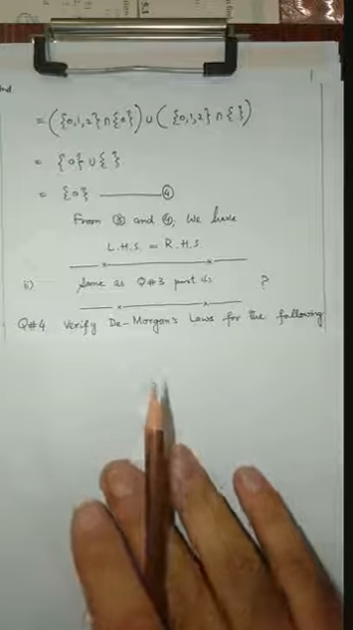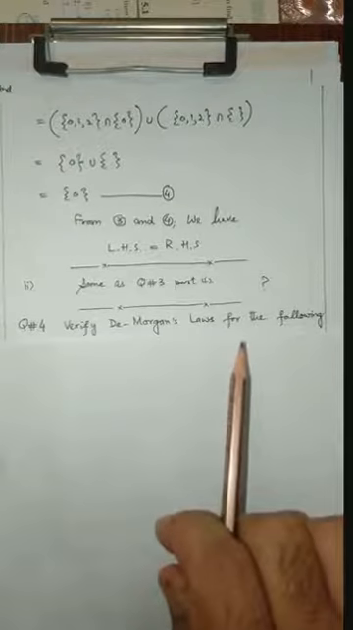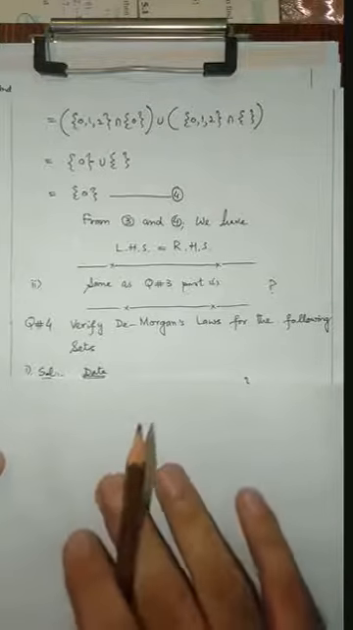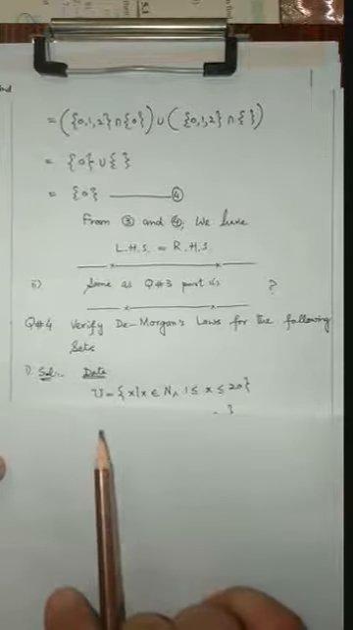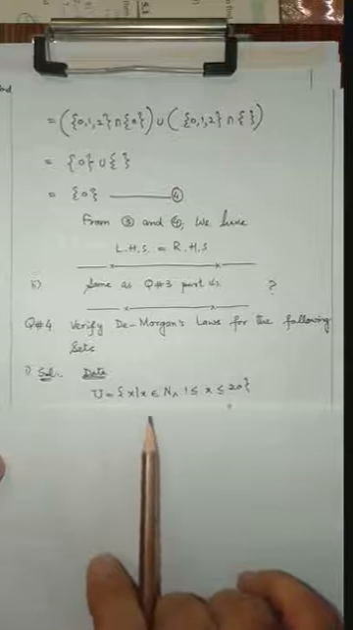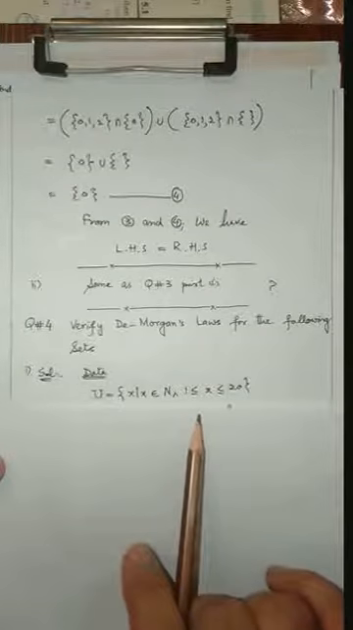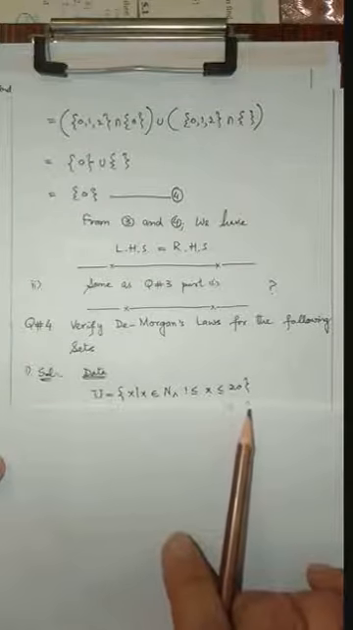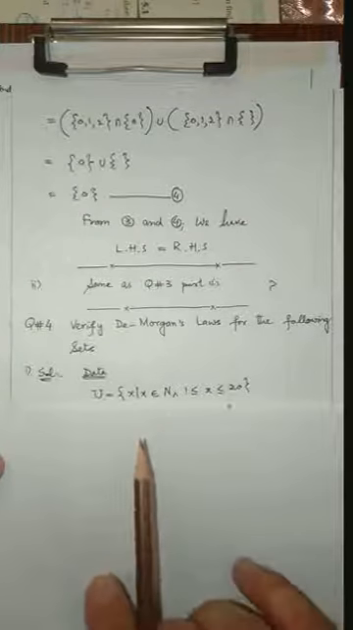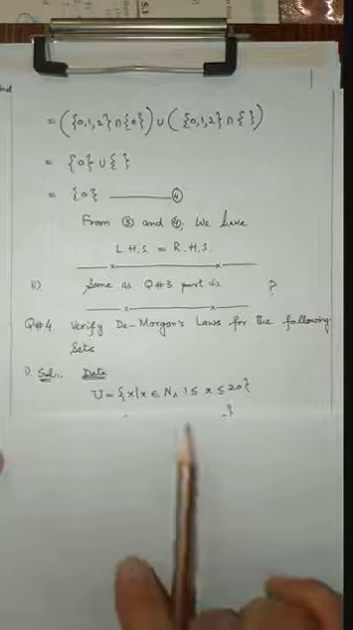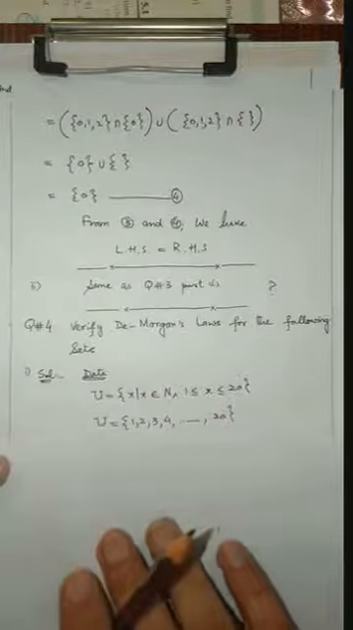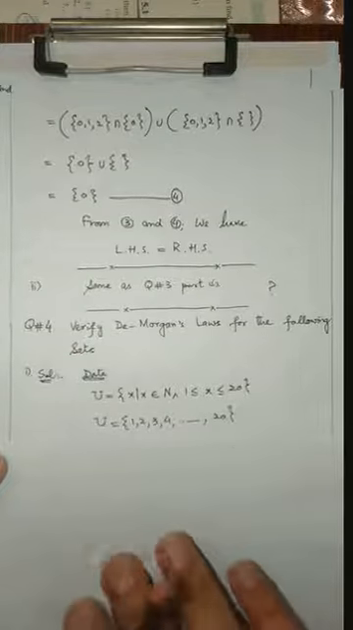Now question number 4, verify De Morgan laws for the following sets. Solution. Data. The universal set is given, which is equal to x such that x belongs to N, 1 is less than or equal to x, x is less than or equal to 20. It is called set builder notation form. The set is represented in the set builder notation form. So this is equal to the universal set 1, 2, 3, 4 up to 20.